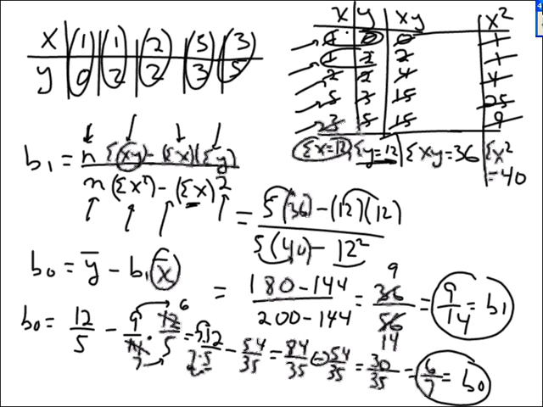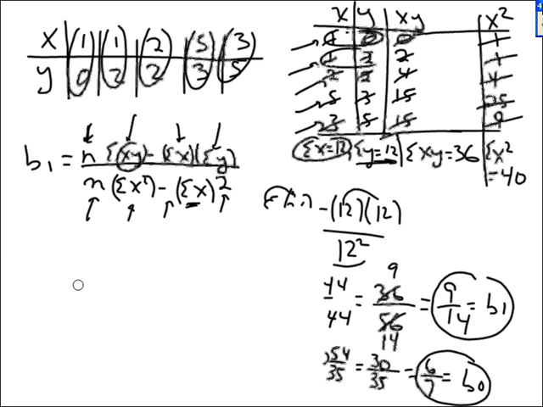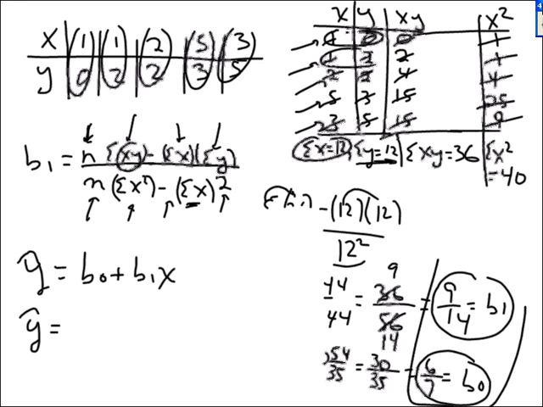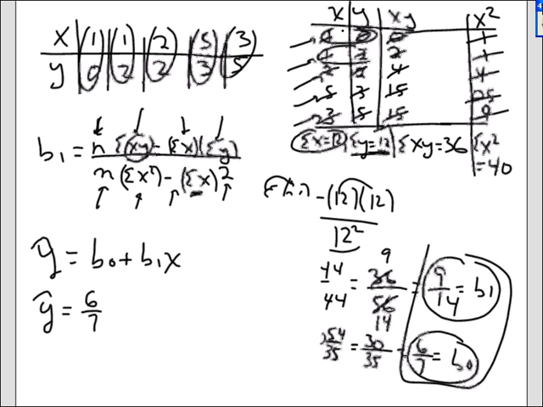Okay, let me erase a good part of this so I can write down the linear regression equation. Just remember that y hat is equal to b sub 0 plus b1x. I'm going to use these numbers over here. b0 is 6 over 7 plus b1, 9 over 14x. And here is the line, the prediction line. It can predict things. It can predict the y value when you plug in an x value.